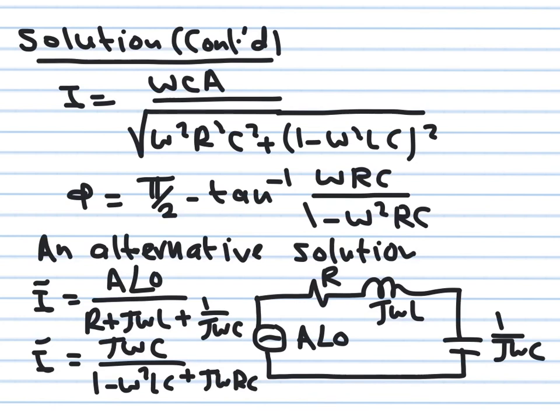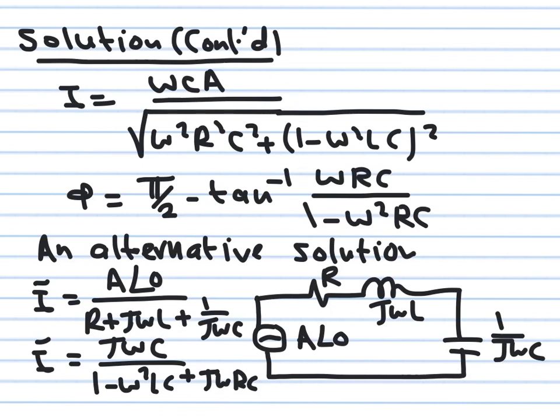If you consider the inductor to offer something like a resistance with value j omega L, and the capacitor to offer something like a resistance of 1 over j omega C, and then you simply say that my current is equal to my source divided by R plus j omega L plus 1 over j omega C, this, believe it or not, gives you exactly the same answer as the techniques we used earlier.